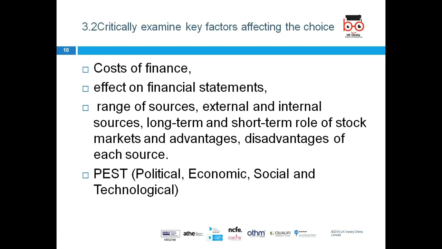Okay. Now next is 3.2, our assessment criteria. Next we'll go through and critically examine the key factors affecting the choices. When we're looking at the sources of finance, key choices will be affected by the cost of finance. One bank is giving me 0.5% interest, another is giving me 2%, another is giving me 3%. So I'll always go with the lowest one.